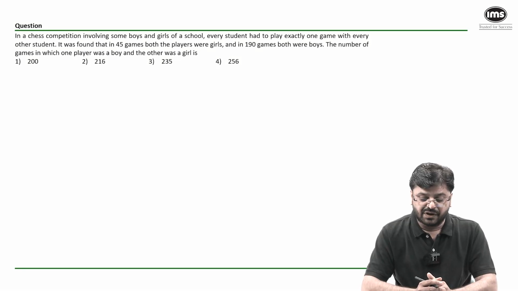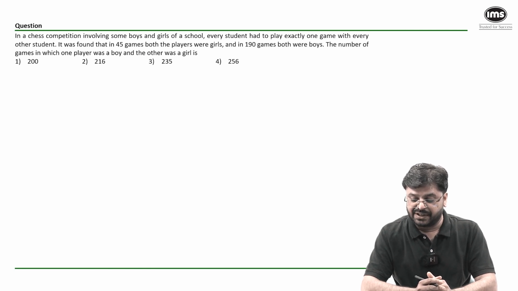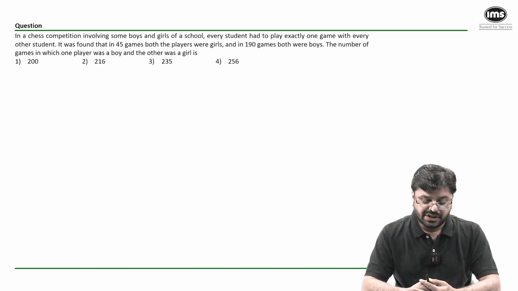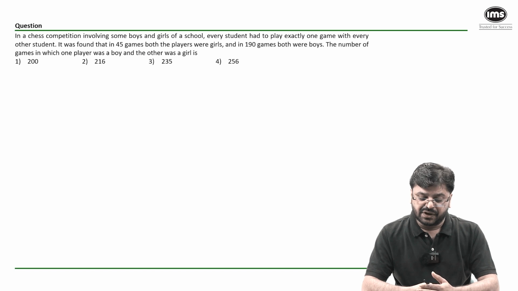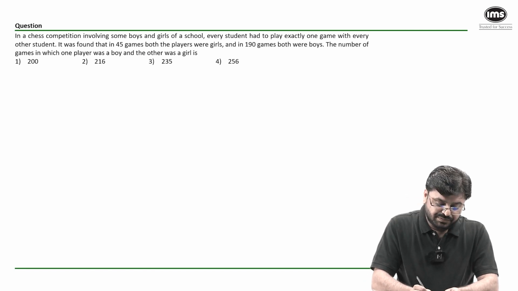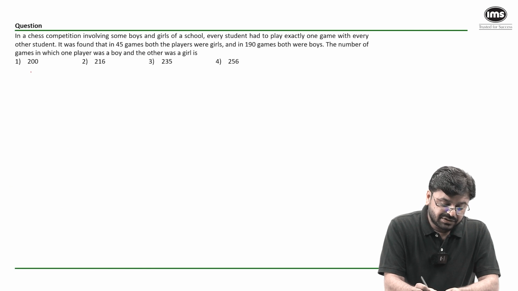In a chess competition involving some boys and girls of a school, every student had to play exactly one game with every other student. So in order to play a chess game, you need 2 players. So the order here doesn't matter, it is a case of combination. It was found that in 45 games, both the players were girls. And in 190 games, both the players were boys. The number of games in which one player was a boy and the other was a girl is, let's assume that there are total G girls and there are total B boys.